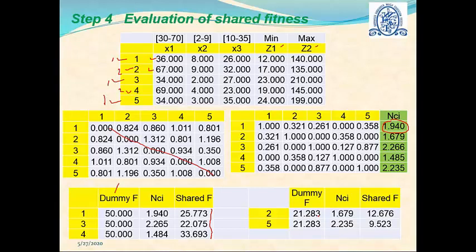Once we get the dummy fitness for the rank 2 solutions, the niche count is already calculated, so we divide this dummy fitness value by the niche count to get the shared fitness. Thus we can observe that the shared fitness for the rank 2 solutions is also obtained. It means that the shared fitness values for all the solutions in the given population are now obtained. So this is my next task.